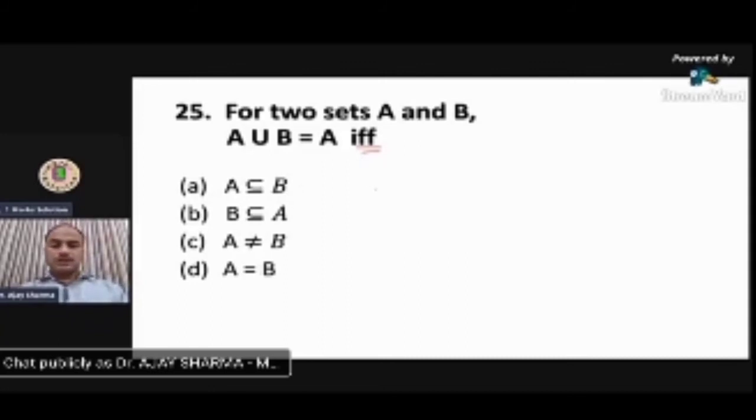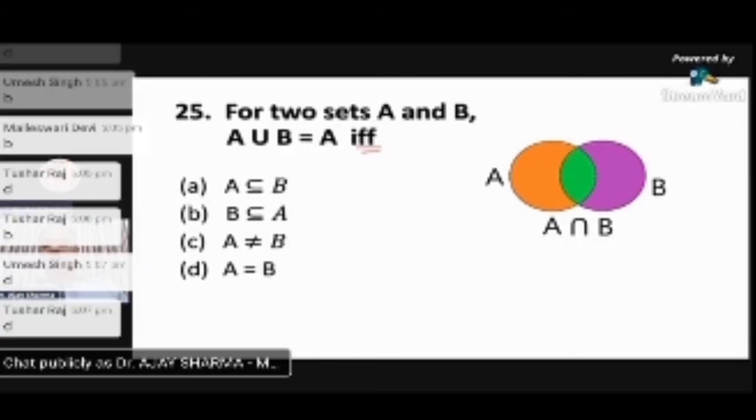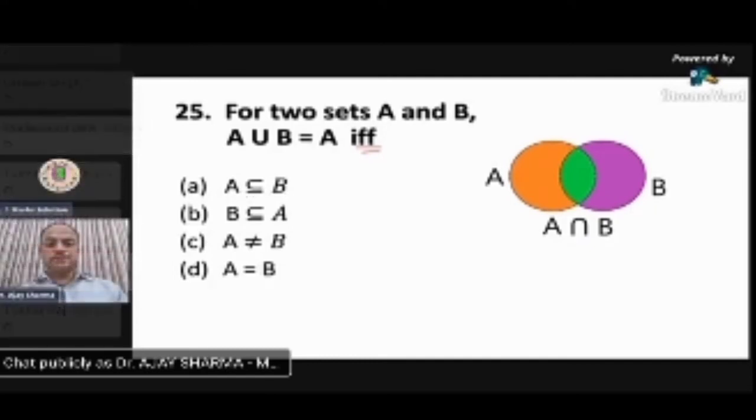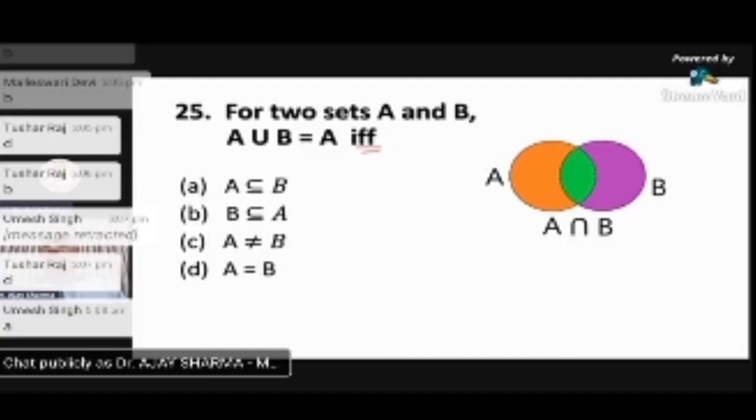So let us see what the possibilities are. A union B, this entire colored portion, is equal to set A. So when can this be possible? For which of the options can it be possible, this we have to tell. See, A is a subset of B. If set A lies completely inside set B, can it be possible in that case? Will it be equal to A? No, A union B will be equal to set B in that case.